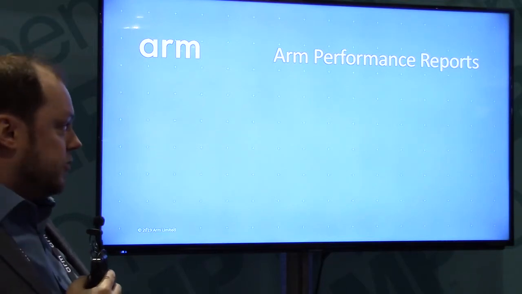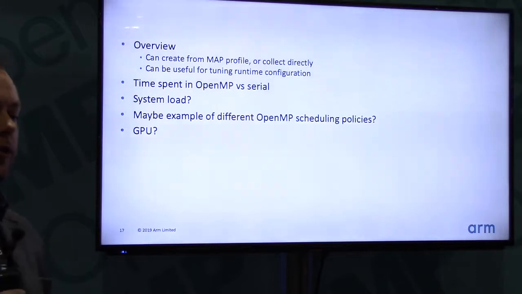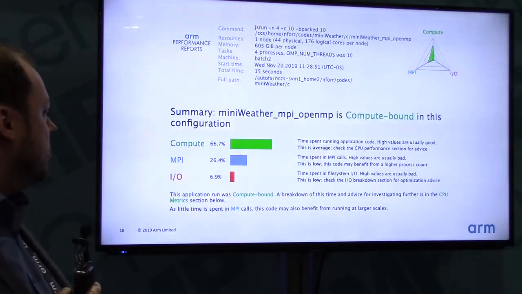And then quickly onto performance reports. You can create a performance report directly as you would collect a MAP profile. Another interesting thing you can do is take an existing MAP file and convert it into a performance report. What that aims to do is give you a one-page report summary of your application. And so you can see things like system load and GPU usage in here.